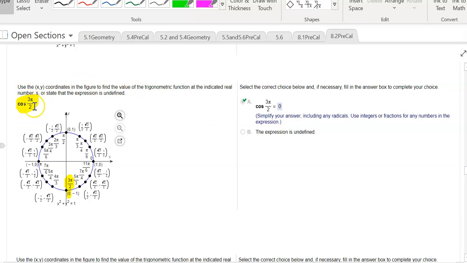Looking for 3 pi over 2, so I simply travel in the positive direction. Here we are. Cosine of that, so that is my x value, and there we are.